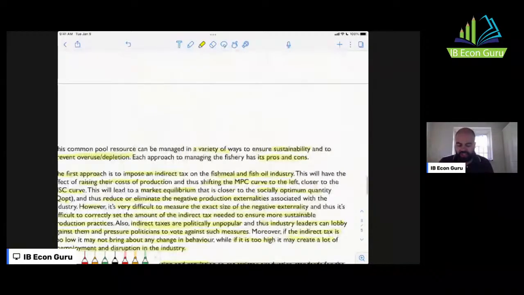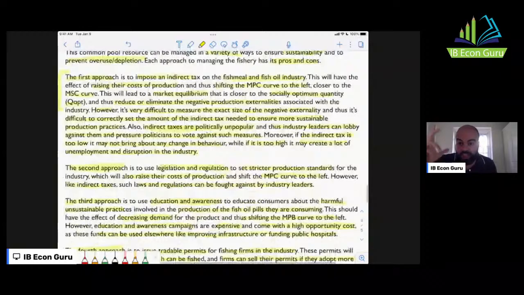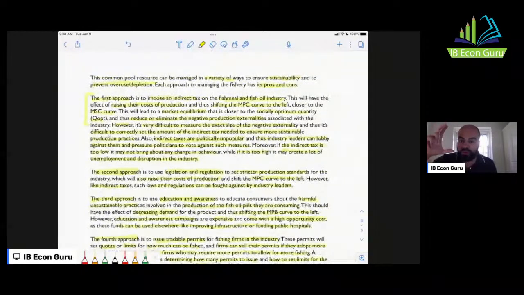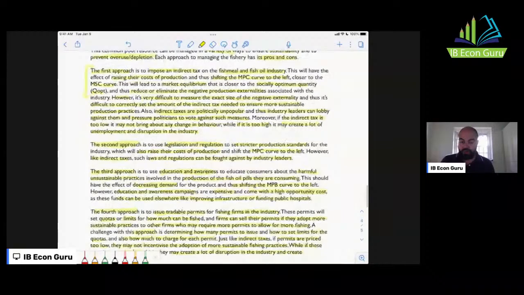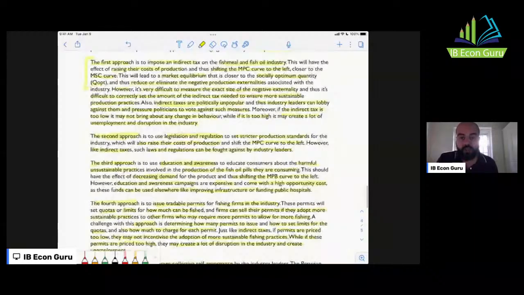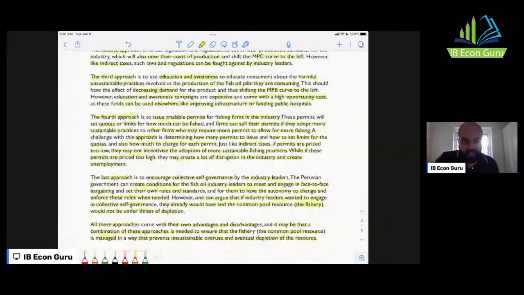And then I actually evaluated. I explained 5 different approaches. Each approach I explain how it works, and then I counter argue. However is your best friend when you are evaluating. You'll notice I use the word however a lot throughout my evaluation. Okay? You don't need to evaluate 5 approaches. Maybe 2 or 3 is sufficient to address the demands of the question. I evaluated 5 because I can write in 45 minutes.